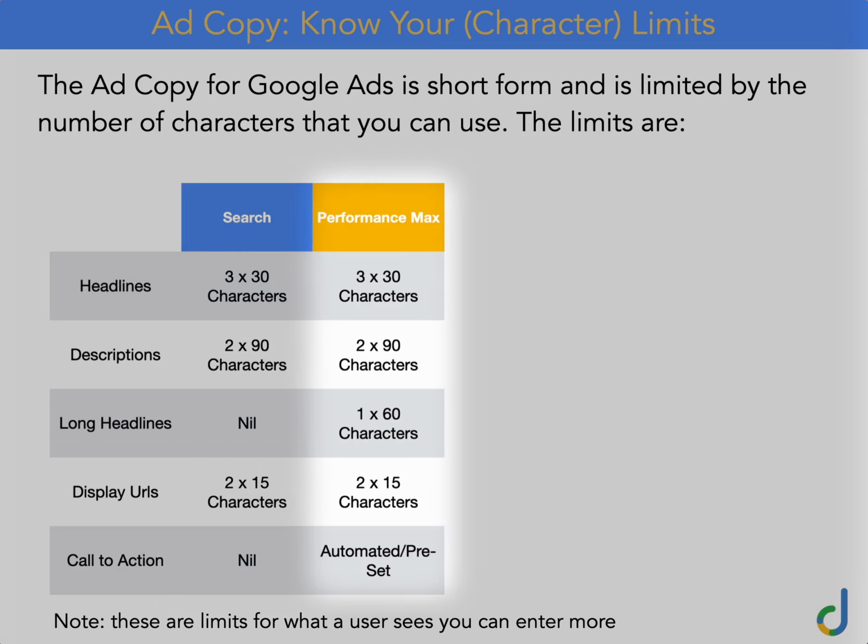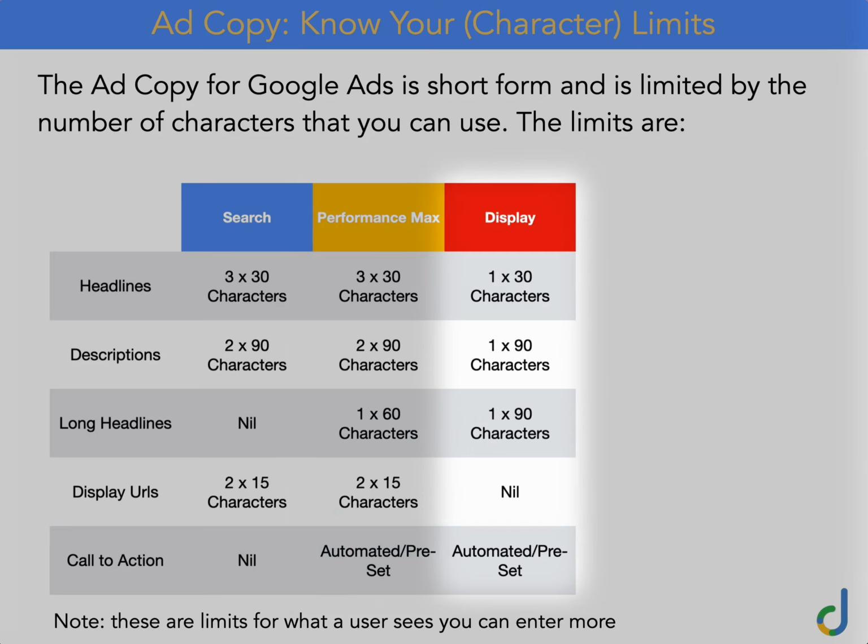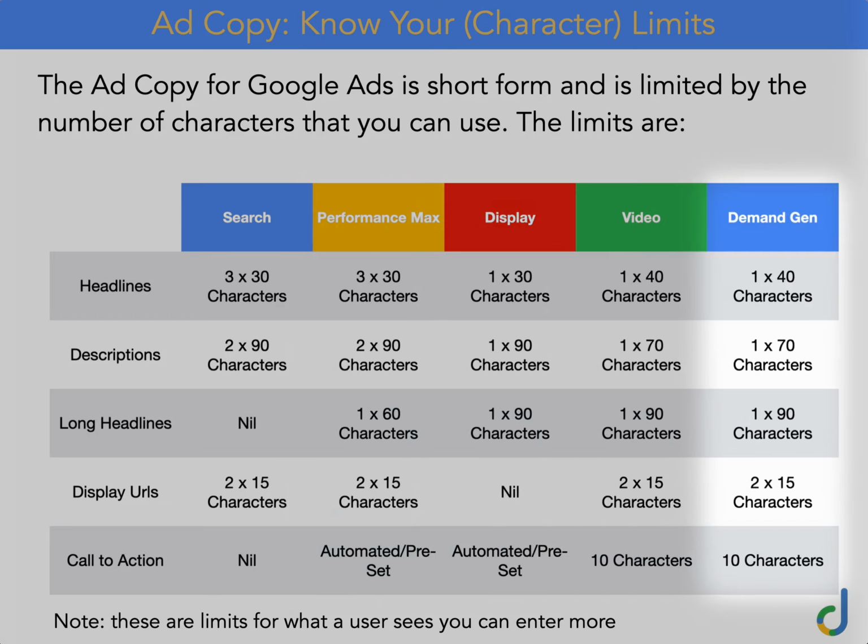For Performance Max, because Performance Max shows ads across search, display, and YouTube, you've got all of the different options. So once again, the headlines are the same, the descriptions are the same, but you can also add a 60-character long headline, and you can also add in some call to actions, like, you may have seen an ad that says learn more or shop now. That's a call to action. There's all the limits for display, video, and demand gen. Look, you can go through and read all of those and check them all, but I just wanted to break out and give you the overview of the character limits for each type of campaign.